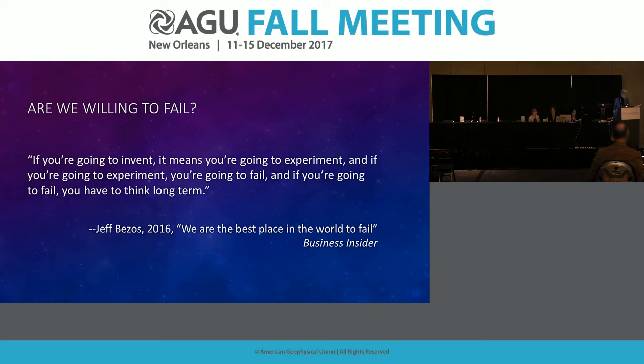We get nervous about this. How can we do anything risky in a time in which the society trusts science less and less? How can an assistant professor or a soft money researcher engage in this kind of work that might fail? And if we don't confront these questions, we're not taking innovation seriously.